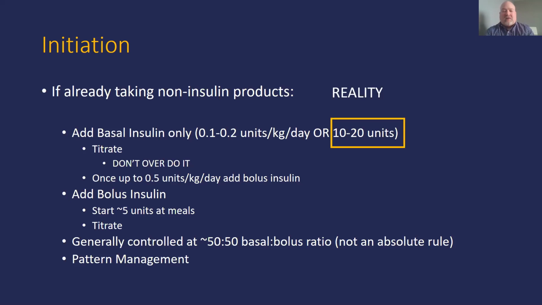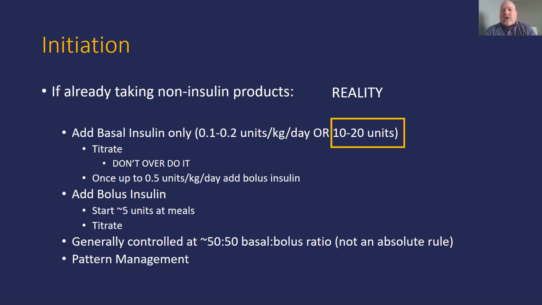So if they're probably on metformin and maybe a GLP-1, maybe also an SGLT2, they're on some products, they're still not controlled, we decided it's time to add some insulin. We add a basal at one of these lower end doses of 10 to 20. And now we start titrating.